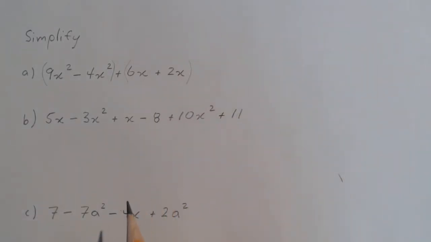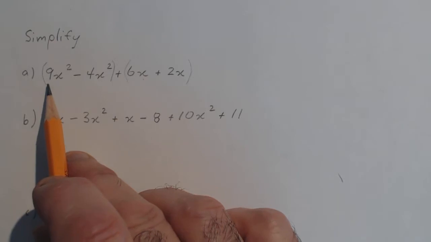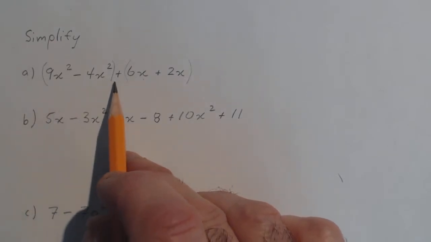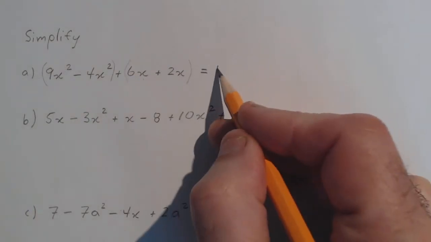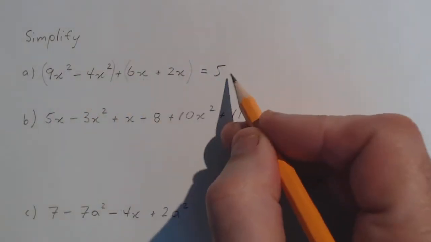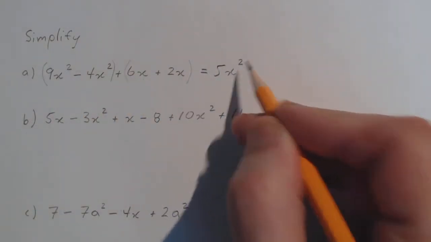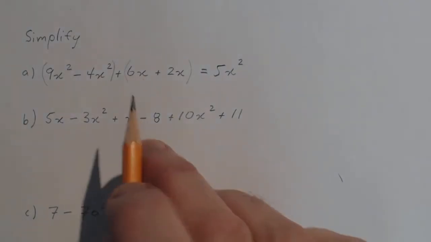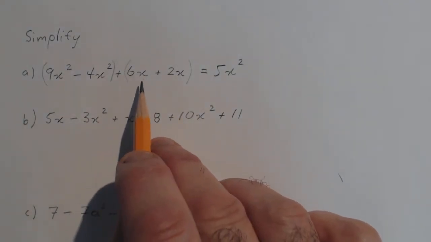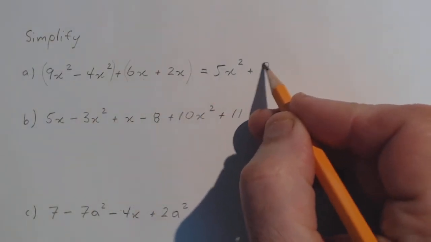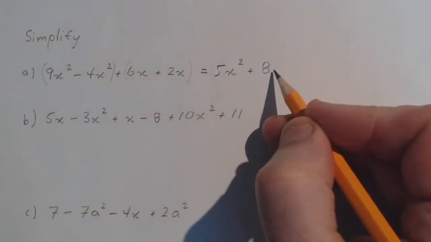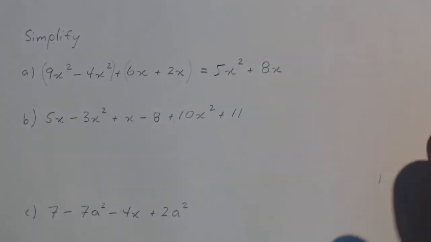So now what we do, we collect them. 9x squared minus 4x squared. 9 minus 4 is 5. x squared, keep the same variable and power, so we get 5x squared. We now collect the 6x plus 2x. 6 plus 2 gives 8. And the x variable just stays as is.